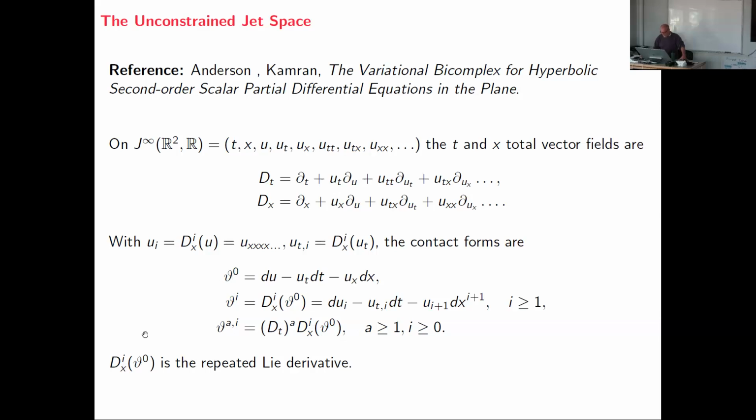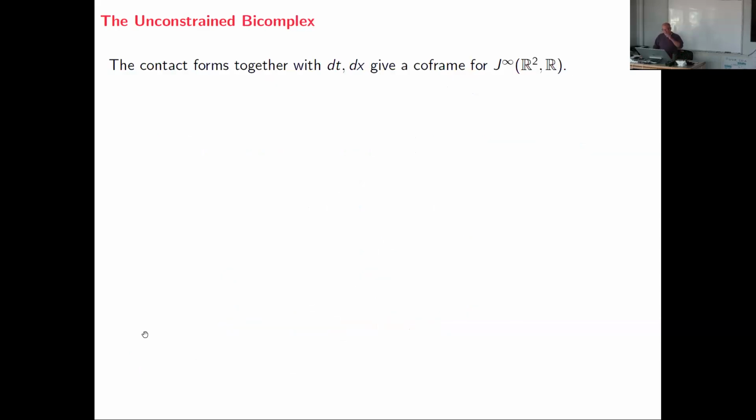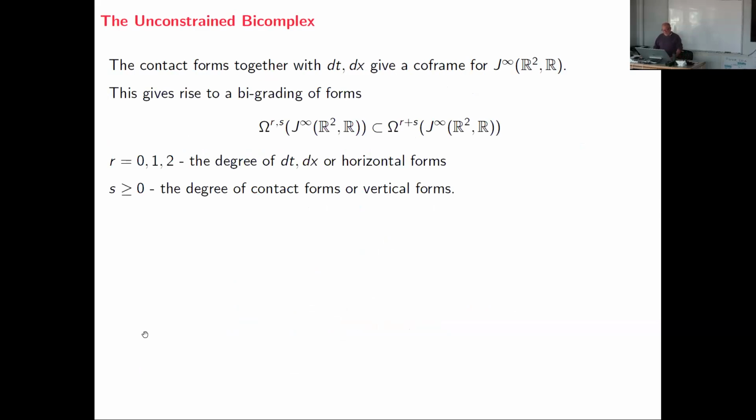Okay, and if you know it, this is nothing. If you don't, it probably hardly makes any sense, but I'll try to explain what I can throughout here. Okay. And so the contact forms together with dt and dx give a coframe on this jet space. And so using this coframe, you split up the forms into things that have, say, horizontal degree r equal to 0, 1, or 2, and contact form degree, or vertical degree, s greater than or equal to 0.